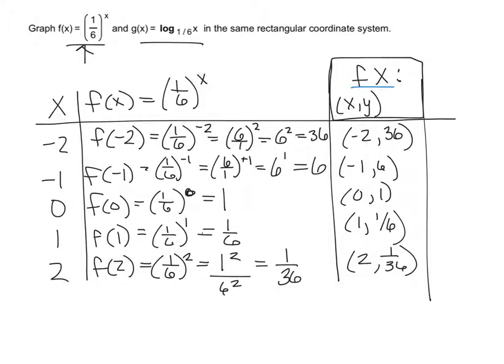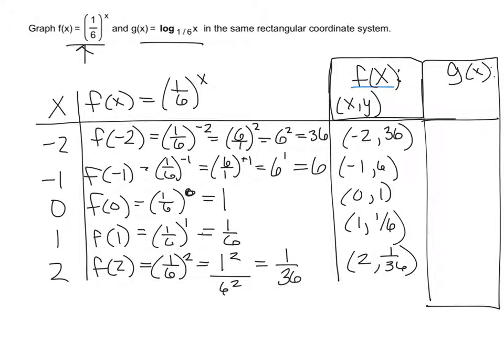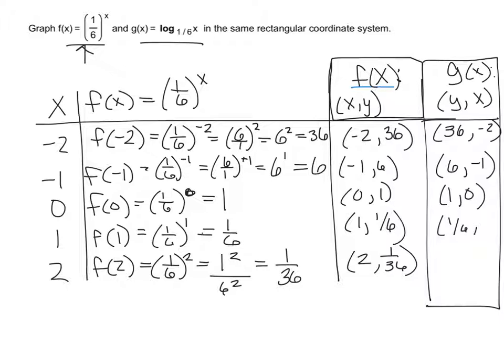Now I'm going to find the ordered pairs on the graph of g of x. And to do that, since g of x is an inverse of f of x, all I do is interchange the xy ordered pairs. So the g of x ordered pairs are going to be in the form yx. So all I'm going to do is switch these two values. So I had 36, -2, now I have 6, -1, then 1, 0, 1/6, 1, and 1/36, 2.